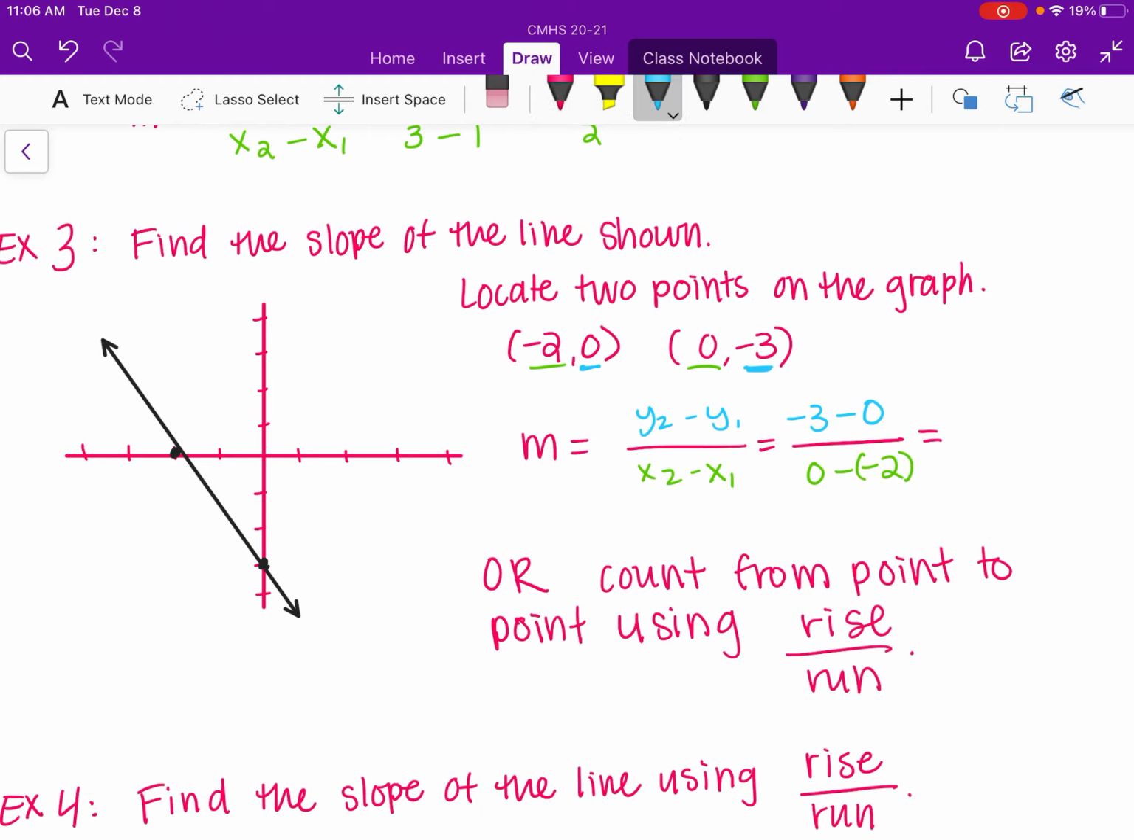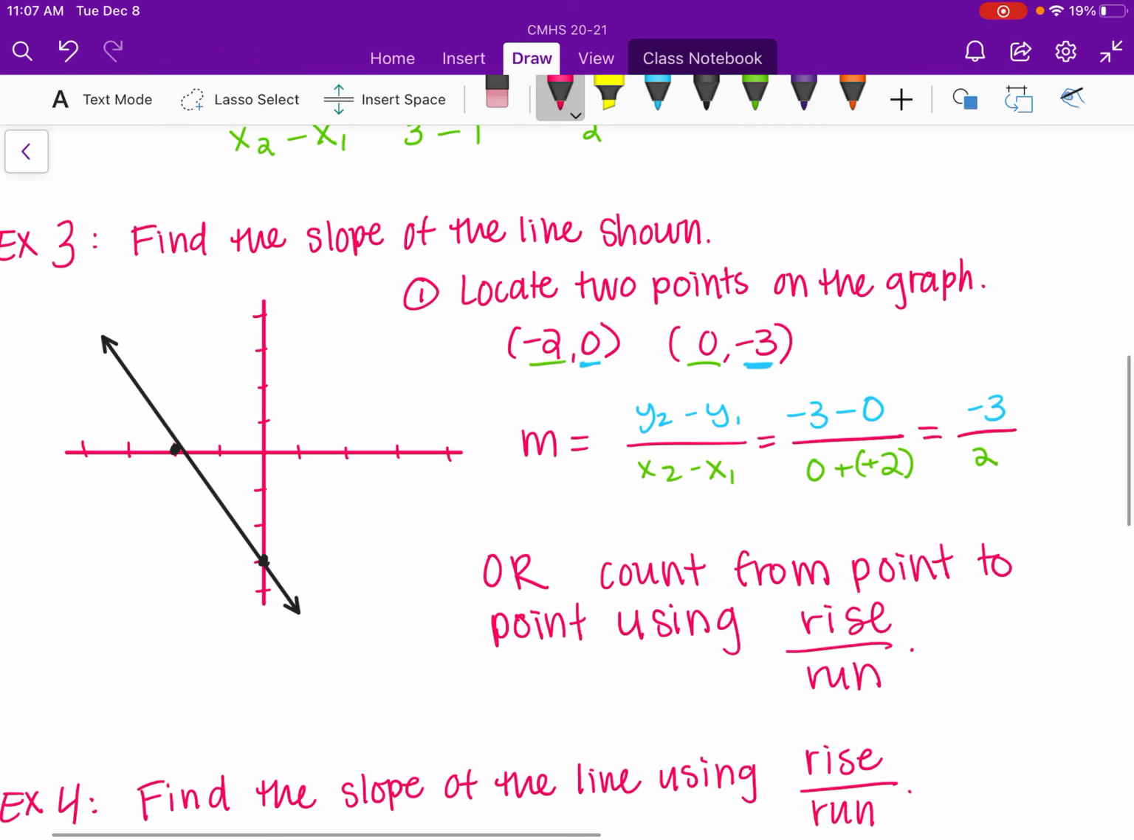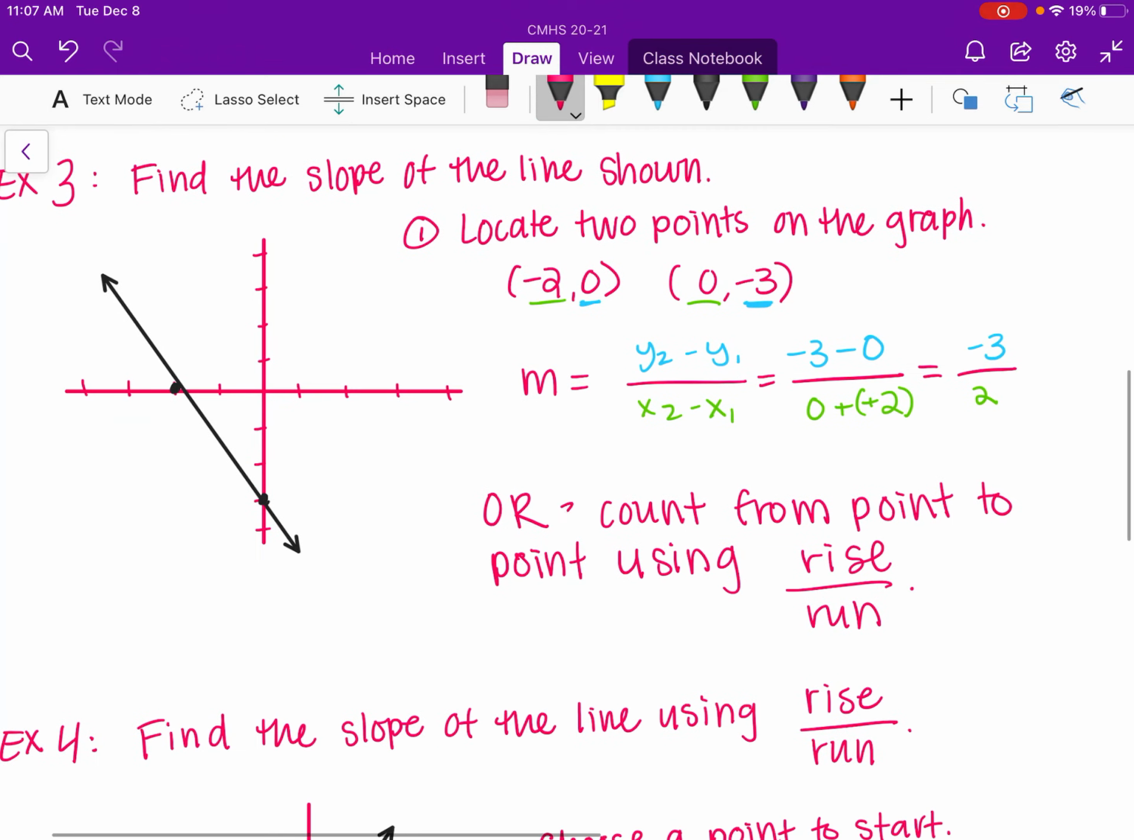Okay, on the top we have -3 minus nothing, which is just -3. And on the bottom we have 0 minus a -2, which is the same thing as 0 plus 2, which is 2. So that's one way to find the slope. This is option number 1, okay?